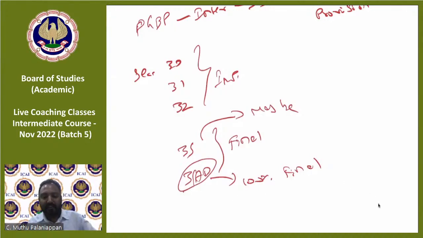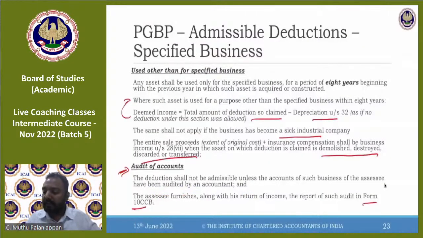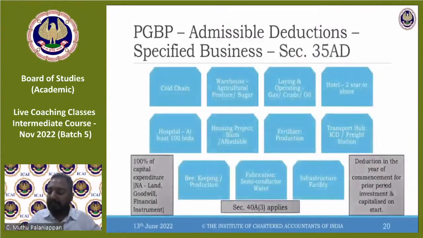Madhuri, deduction of 35AD is for every year. Every year for the year in which you are actually investing capital expenditure. So this is eligible for every year, just that in the year in which there is a capital expenditure.